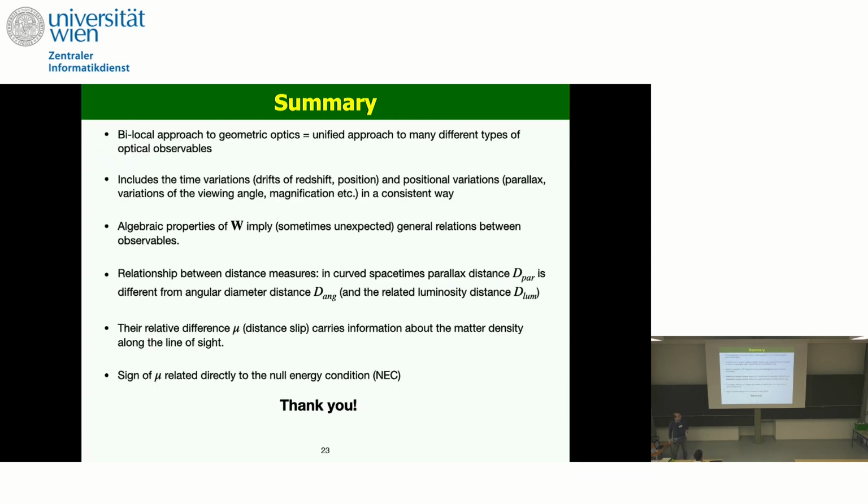Okay, so that's pretty much the end. So I reached the summary. I presented the bilocal approach to geometric optics, which is a bit of a unified approach to many different types of observables you can find. It includes the time variations or drifts of redshift, position, as well as positional variations, so parallax, variations of the viewing angle. I haven't talked about those, and magnifications in a consistent way.